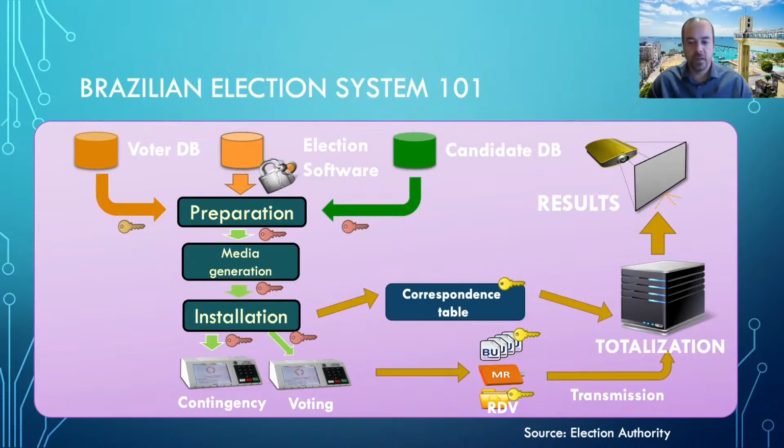Usually, the election authority installs two types of ballots. One is used for the actual voting, and the other ones are used for contingency. If something goes wrong, they have extra ballots to switch to, and they have a procedure to continue the voting where it stopped. So this is a very complicated process, and many things can go wrong here.